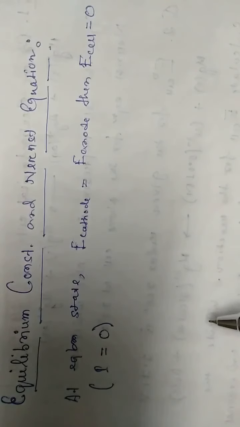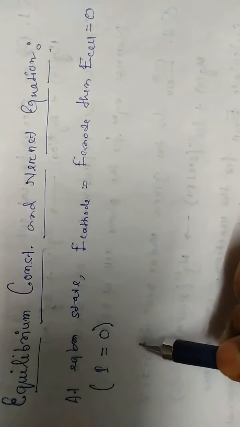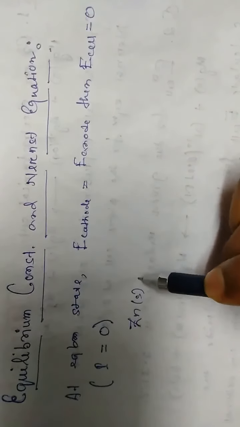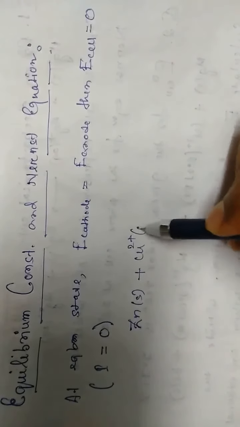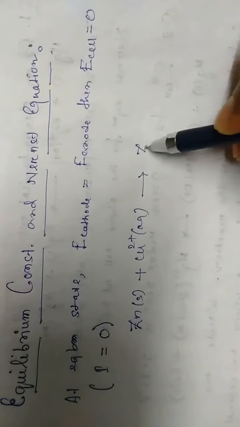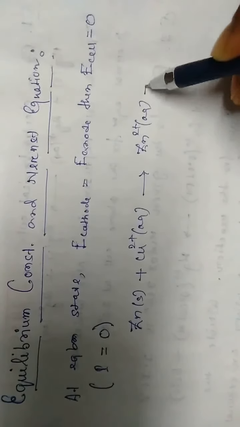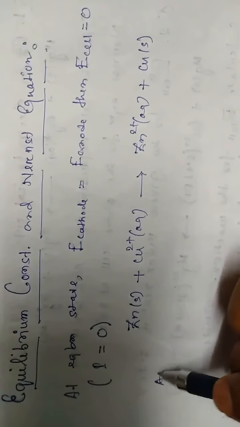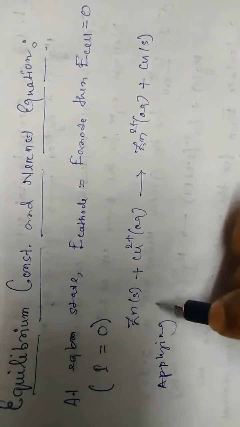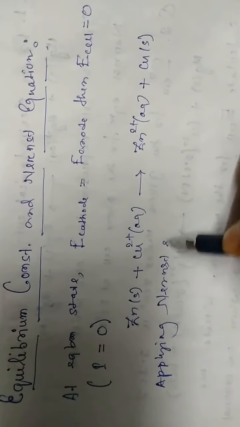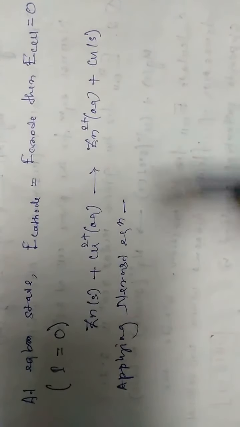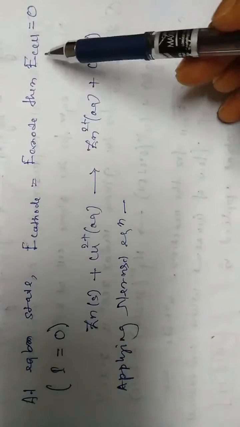Let us discuss today. To explain it, let us consider an electrochemical cell, the Daniell cell. This is the redox reaction involved in the Daniell cell. This is the overall redox reaction. Now applying the Nernst equation, let us consider the Daniell cell at the equilibrium state. That means the cell potential for this cell is equal to 0 and the flow of current is also equal to 0.